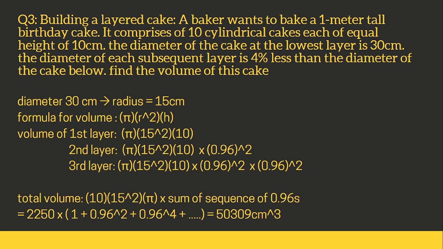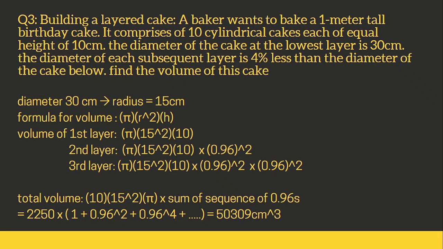Then we look at the first layer, second layer, third layer. If you're not sure what the sequence is, it's best to lay out the first three numbers and try to observe the pattern. In this case, when the diameter is 4% less, the radius is 96% for the second layer, and the third layer will be 96% times 96%, squared. So actually, we have this common factor of 10 times 15 squared times pi.